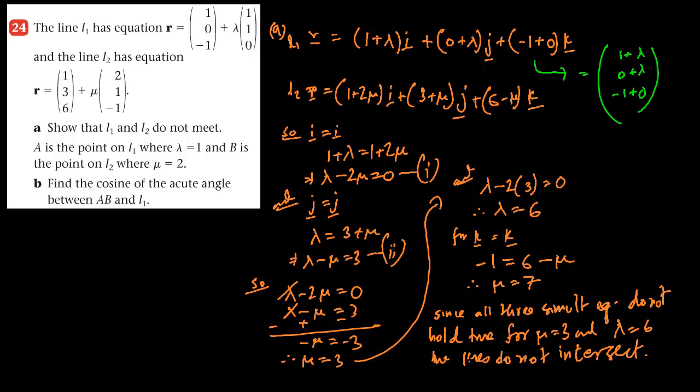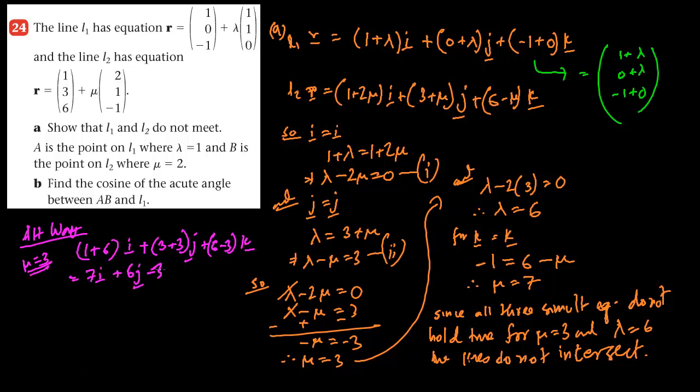Another way would be to actually find the point of intersection and see whether they match or not. If they match, then they intersect. If they do not, they don't intersect at all. So as another alternate way, let me put mu equals 3 here in L2. So it would be 1 plus 2 times 3, which is 6, i, plus 3 plus 3 is 6, j, plus 6 minus 3, k. So when we put mu equals 3, this is what we get: 7i plus 6j plus 3k.